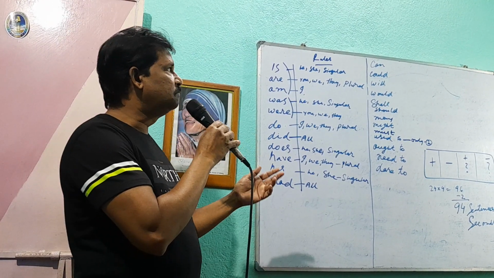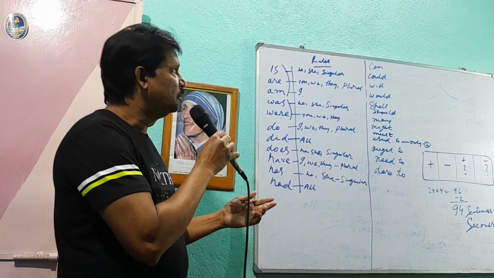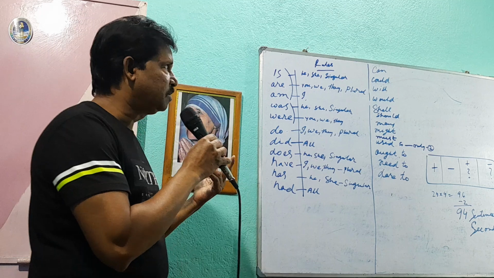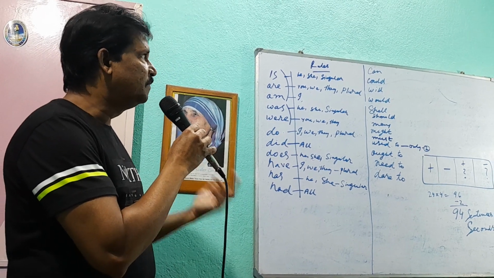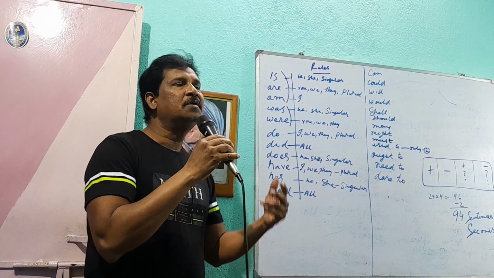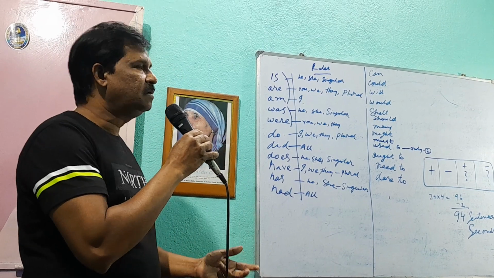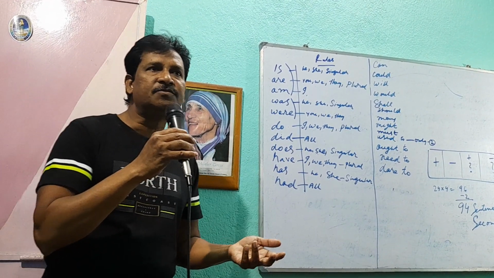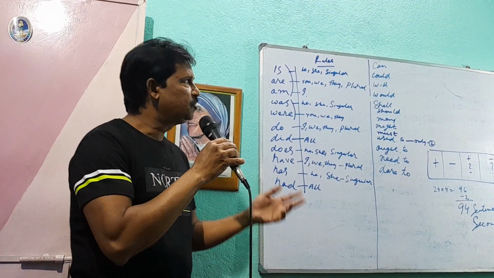And can, could, will, would, shall, should. So can, we can do. Could, we could have done it. Past of can is could. And will, near future. Would is long future. Shall means the same as will, but only the first person can use it. I can use, and we can use shall.